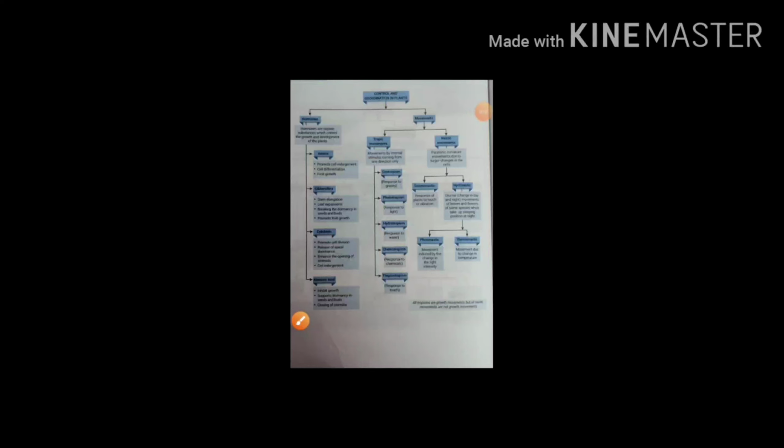Students, we have been learning the topic control and coordination in plants. Last class, we studied how plants move. We have seen that there are two types of movement, tropic movements and nastic movements. Tropic movements are directional movements and nastic movements are non-directional movements. And then we got to know the types of the tropic movement and the nastic movement, right?